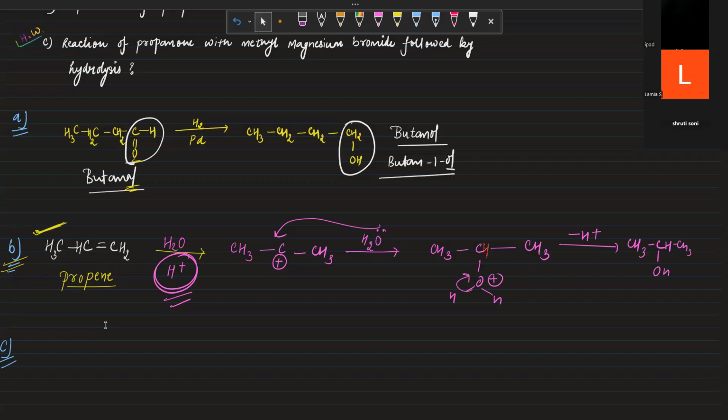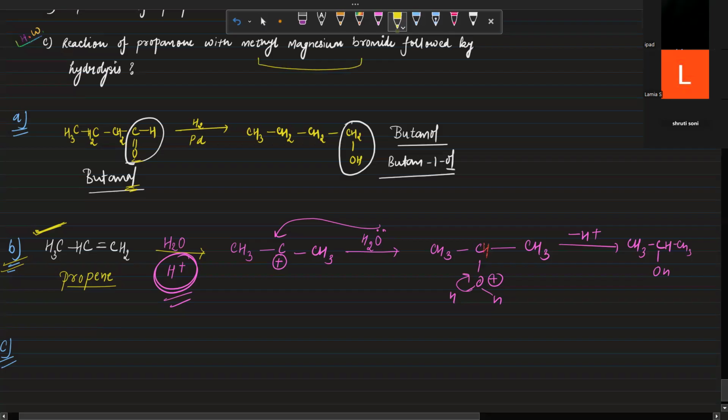How can I write methyl magnesium bromide? What is the formula for that? Tell me firstly. Methyl means Me, CH3. Magnesium means Mg, and bromide means Br. So this is a Grignard reagent. Now we know that this is a Grignard reagent. How can we deal with a Grignard reagent? What one more reactant do we need?